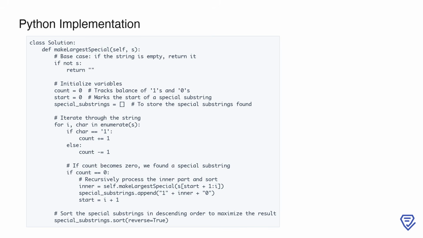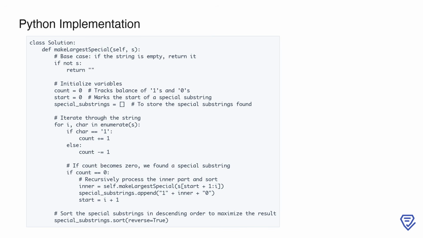Next, we initialize three variables. Count is set to 0 and is used to track the balance between the number of ones and zeros in the string. Start is also set to 0 and will mark the beginning of a potential special substring. Finally, we create an empty list called special_substrings to store all the special substrings we identify.